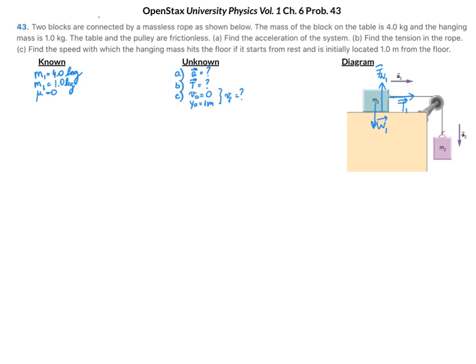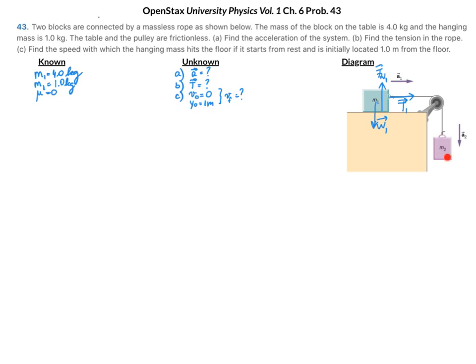Now we're told that there is no friction, so that means that all the forces acting on mass 1 are these three forces: the weight, the Earth pulling down on it, the normal force, the table holding it up, and this rope pulling it to the right. So we're done writing the forces that act on mass M1.